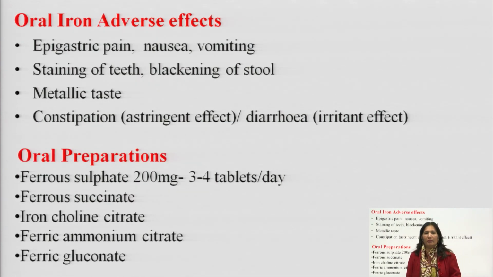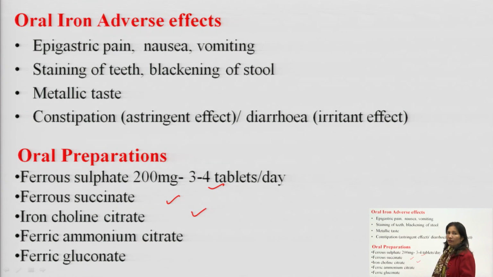So, next are the preparations. Iron is mostly given orally, but it can also be given parenterally. Oral preparations are ferrous sulphate 200 mg, ferrous succinate, iron choline citrate, ferric ammonium citrate and ferric gluconate.